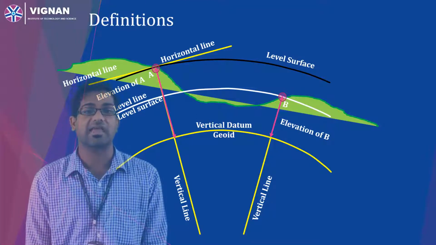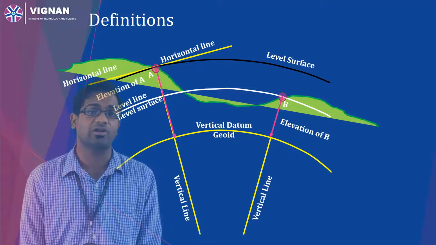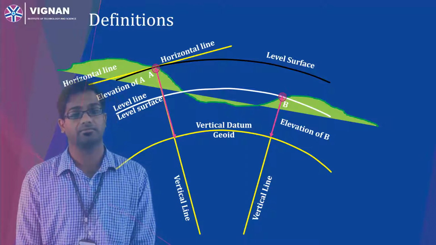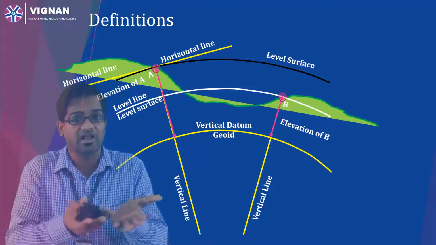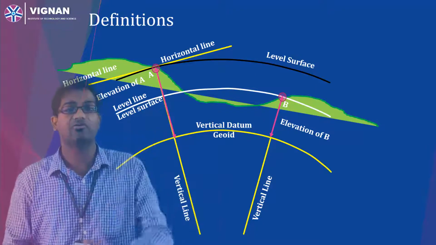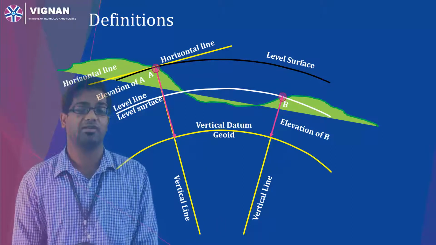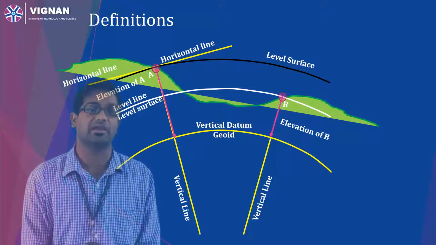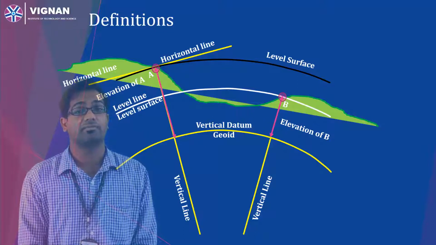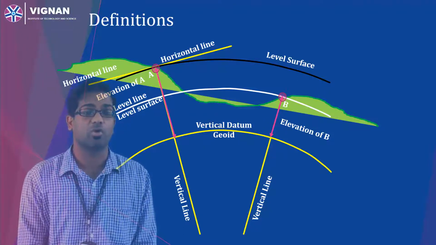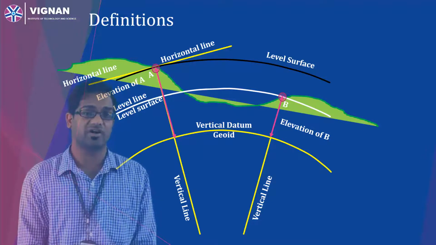Hyderabad has an elevation of 490 to 540 meters from datum, which means the entire Hyderabad city has an elevation of 490 to 540 meters. The highest, 540 meters, is near BHEL or Patancheru. The lowest is towards Vijayawada.